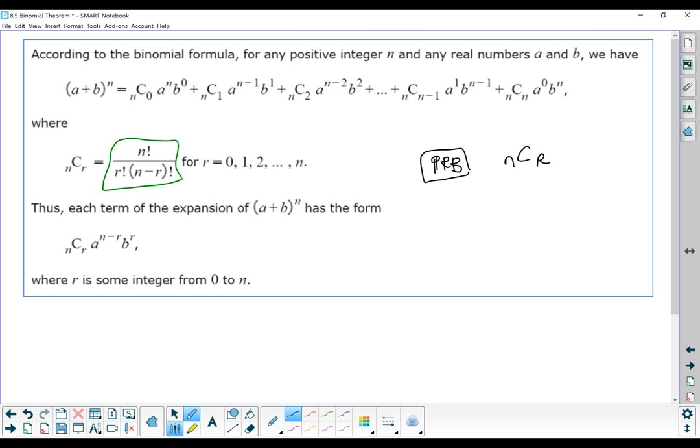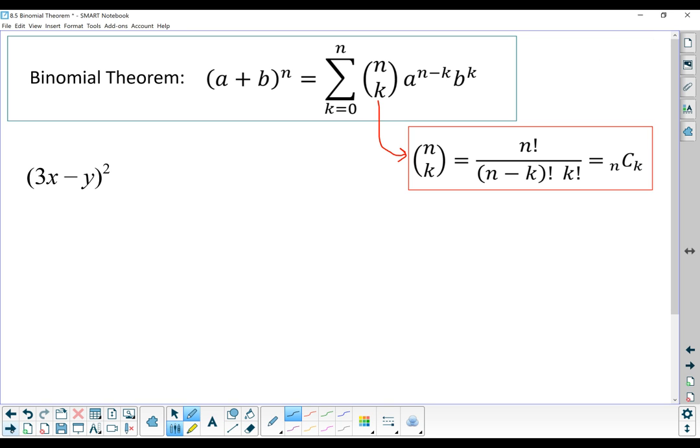So each term, when we expand, is going to have this form of nCr times a to the n minus r power times b to the r power. Okay, so let's do that expansion. Now, I'm doing the second power expansion. Even though we could easily multiply it out, I think it's nice to see how this binomial theorem is working.